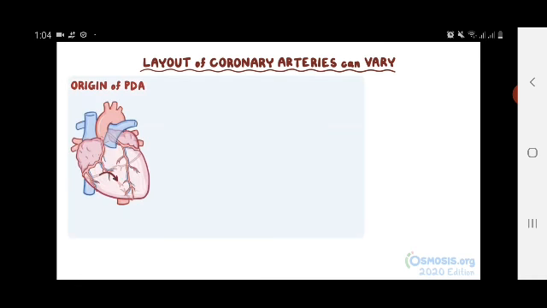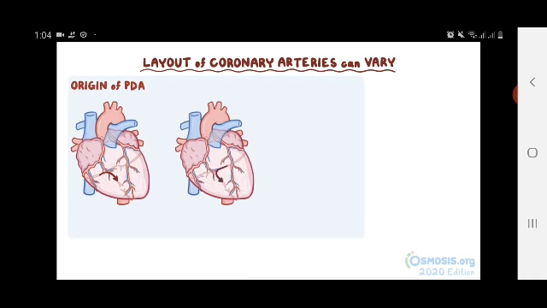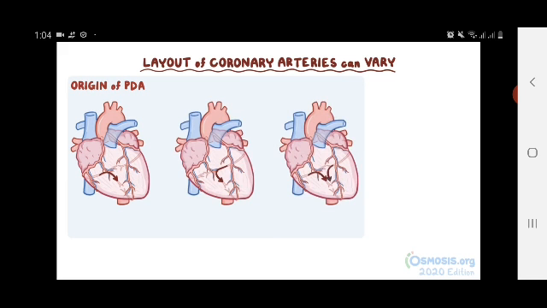Now, the anatomical layout of the coronary arteries can vary considerably. The most common variation is the origin of the posterior descending artery, as it can branch off from either the right or left coronary artery, sometimes even both. So if the posterior descending artery is supplied by the right coronary artery, then it's described as a right dominant circulation, and it's the most common.